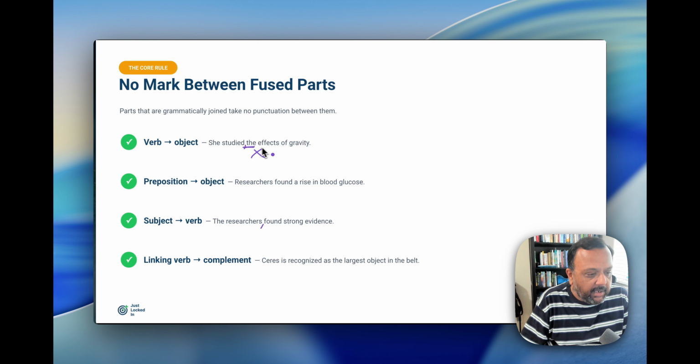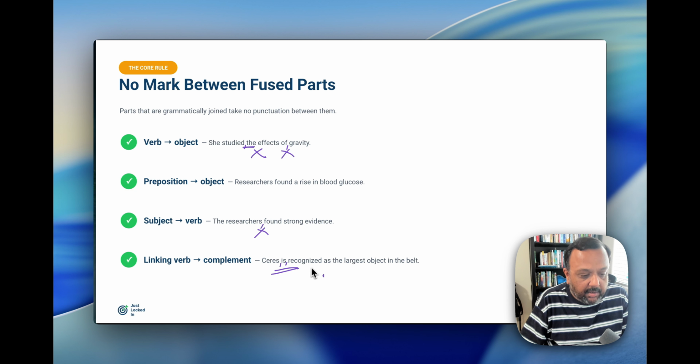I think the other place where one might add a comma is "she studied the effects of, comma, gravity," for example, right? So don't do that. This is all incorrect. Okay, so this is incorrect too. Linking verb and complement, like for example, don't say "Sarah is," or add commas after "is" or before "is." All of this is incorrect.